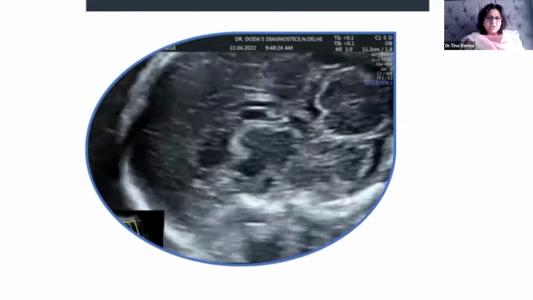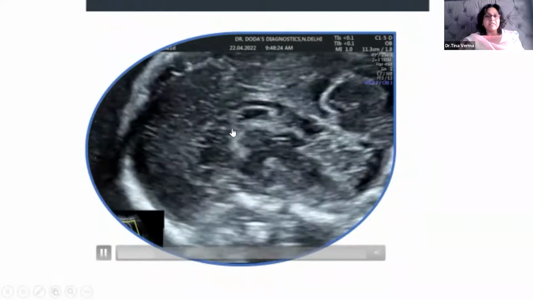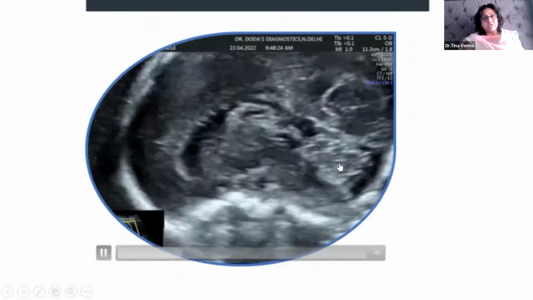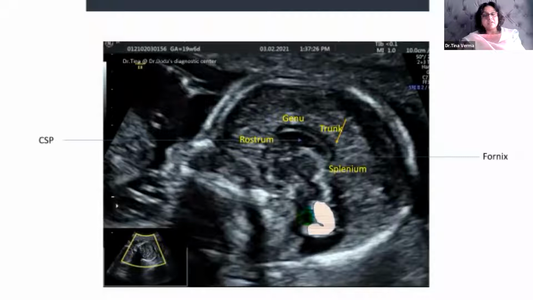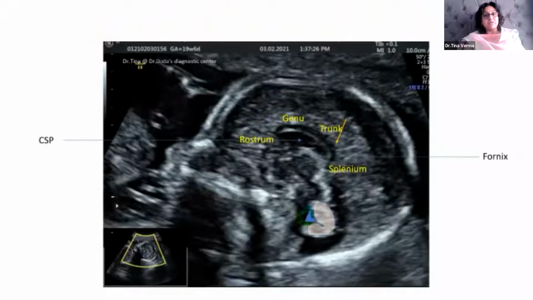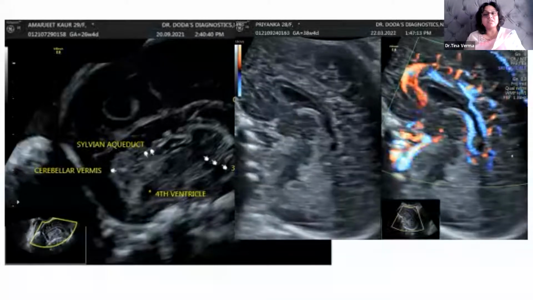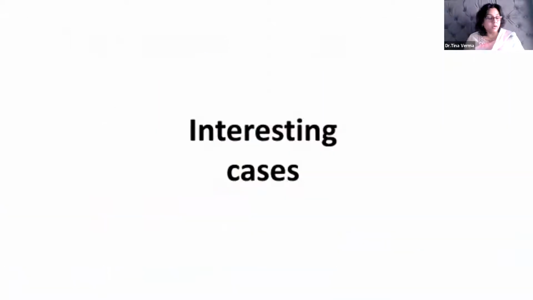There are structures which are worthwhile to be noted in mid-sagittal plane, like fornix, tegmentum, pons, vermis, fourth ventricle, etc. Here is the cavum septum pellucidum, corpus callosum, fornix, vermis, and fourth ventricle. Sometimes we need help of Dopplers to see the vascular supply, pericallosal artery. Let us see how we diagnosed important malformations in planes.